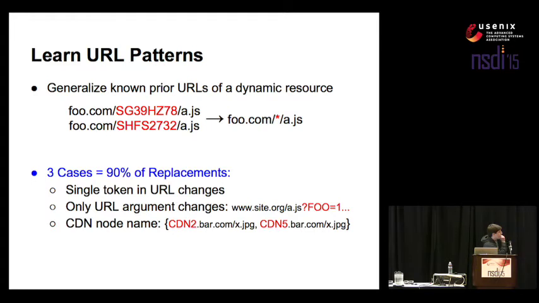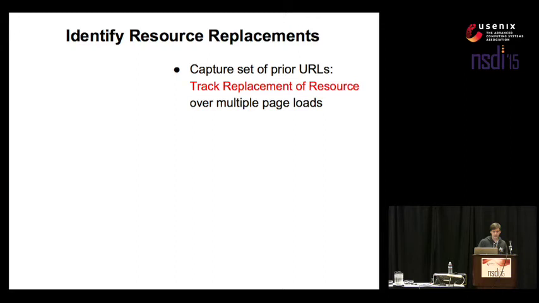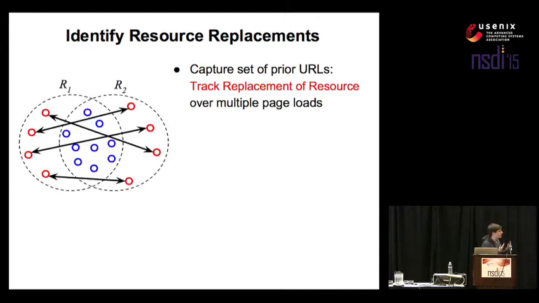So this whole solution is based on the fact that we know all the prior URLs for a resource, which may change over time. So how do we actually build this set of prior URLs? Well, to do that, we have to track the replacement of a resource over time, that is, over multiple page loads. So you have to do something like this. You take 2 loads of a website. You notice that for some resources, the URL stays the same, whereas for other resources, the URL changes. So you have to match up between 2 loads of the website the URLs that change for a resource.